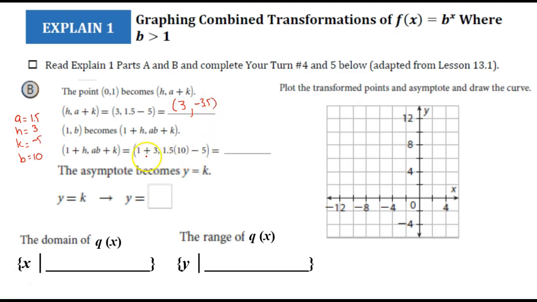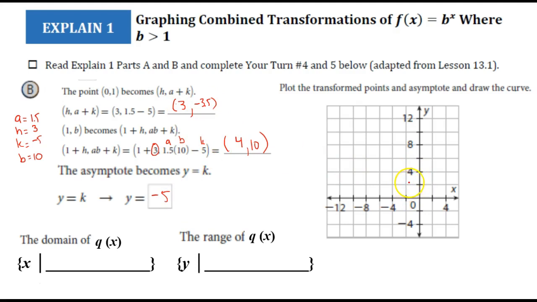-3.5. And then again they took some time to substitute in our h value, which is very nice of them, our a value, our b value, and of course our k value. So take some time to simplify this out. And that would be 4, 10. And our asymptote would be our k value, which was -5. So we're going to take some time to graph these out.